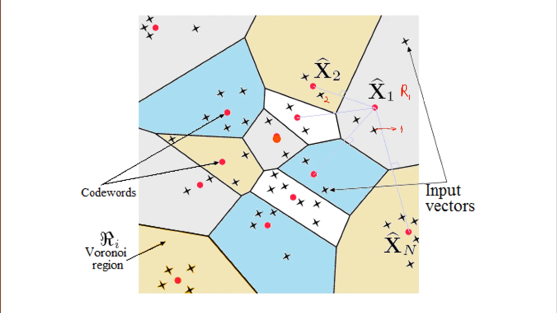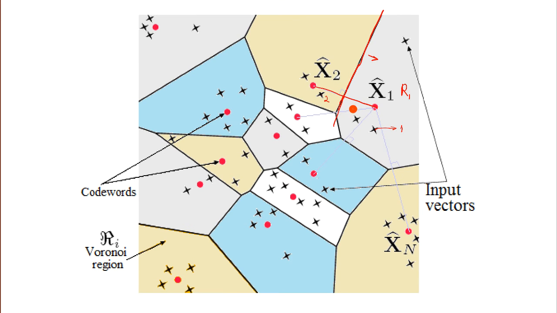So if I want to verify, let's say between x2 and x1, the set of points which are closer to x1, if I want to plot it, I have to draw the line between x1 and x2, consider the midpoint, draw a perpendicular line, and any point on the right side belongs to R1, any point on the left side belongs to R2.